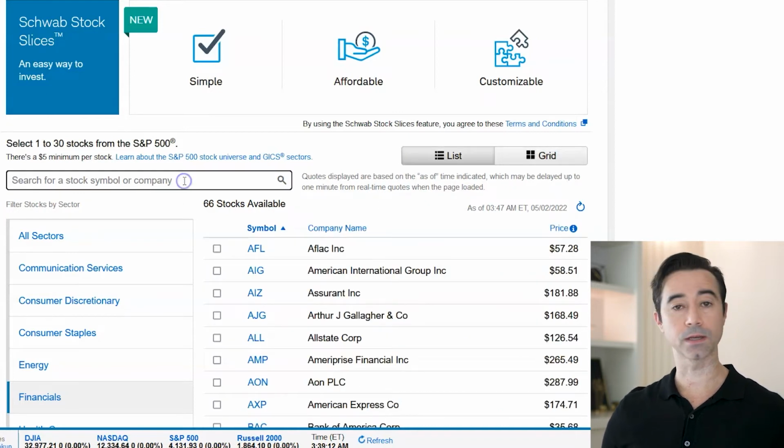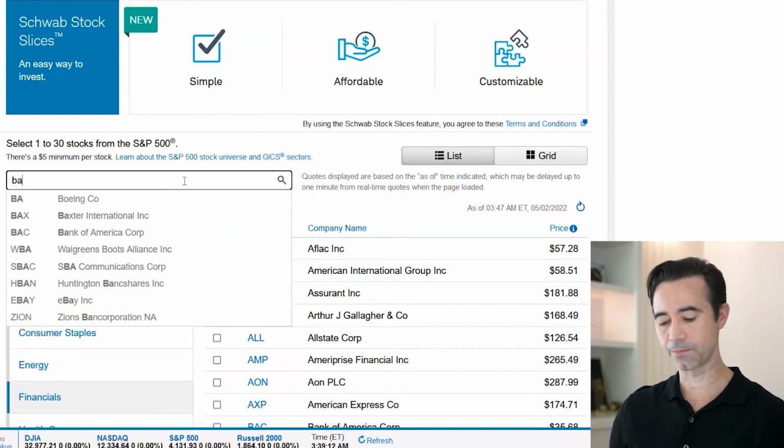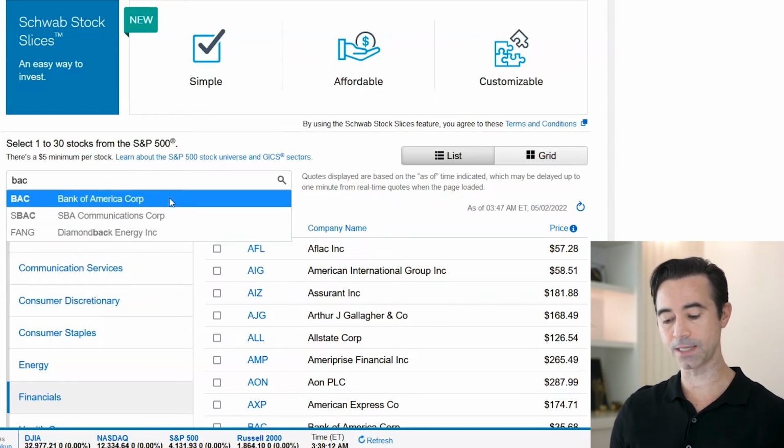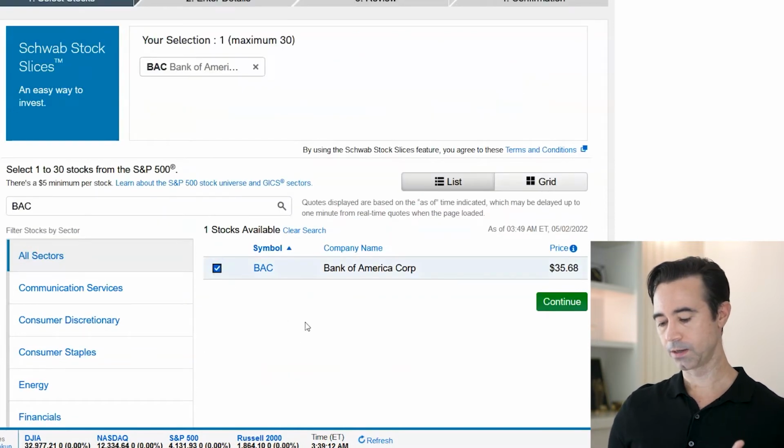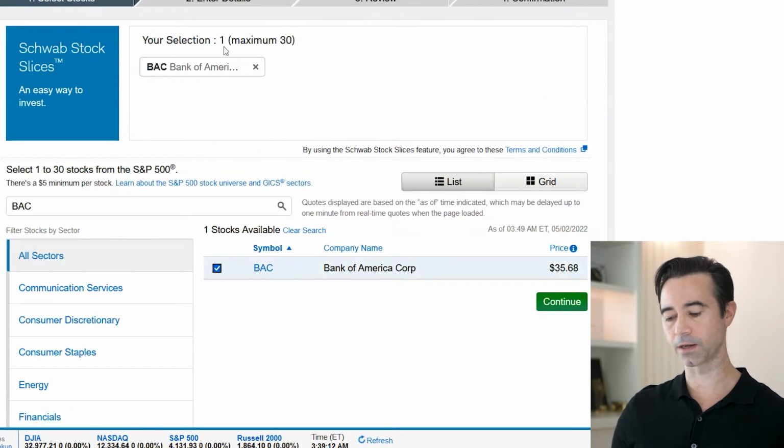Now I'm going to type in the companies I want to purchase here. The first stock I'm going to buy today is Bank of America. So that's ticker symbol BAC, Bank of America. What I'm going to do is just tick this box right here, and then you'll see up here on the top, it's going to say BAC, Bank of America. That's one of my 30 potential stocks that I can buy. So I'm basically looking for the stock, ticking this box, and they're going to show up here. At the end, I'm going to hit continue.